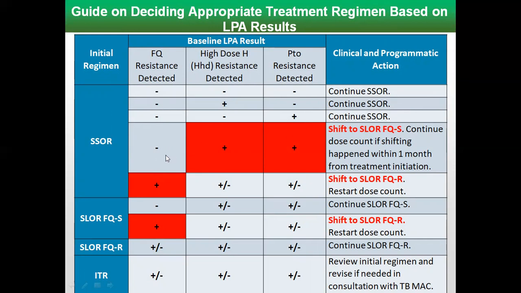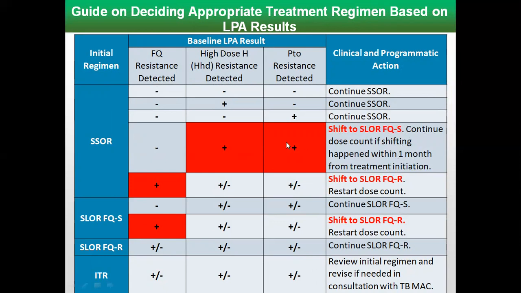But if there is no resistance detected for fluoroquinolones but has resistance to both high-dose and low-dose isoniazid, kasi again, sabi ko, resistance to low-dose isoniazid confers also resistance to PTO. So pag meron siyang ganito, what you do is you shift now the patient to another regimen which is the slower FQS or fluoroquinolone susceptible. Pwede mo pang ibigay si fluoroquinolone dahil wala naman siyang resistance pattern, di ba? And continue dose count if shifting happened within 1 month from treatment initiation. Okay, you have to be careful with that.